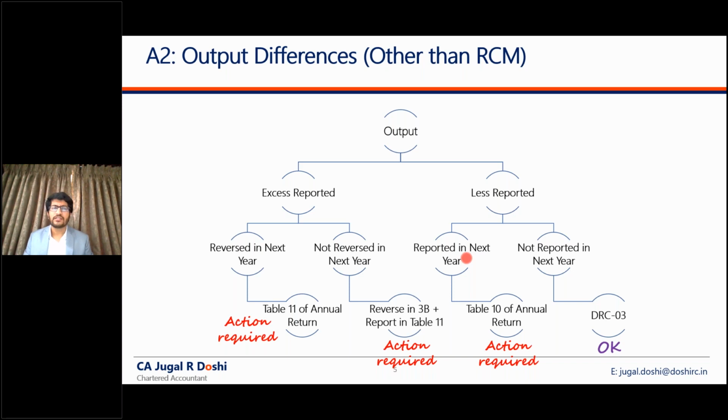Also, if in these cases we report that amount in table 4 and table 10, it would be double reporting and it would give rise to reconciliation in my GSTR 9C.